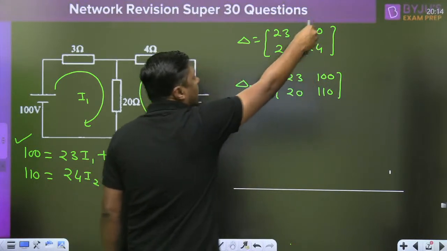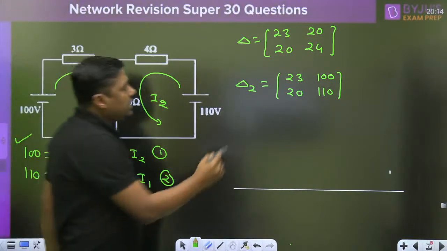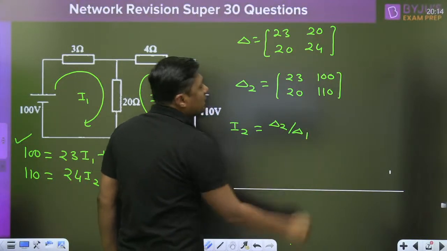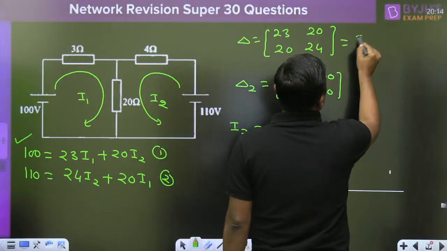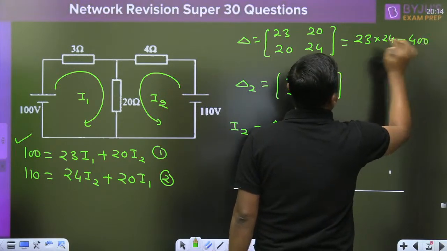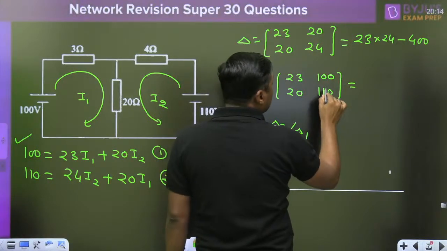Second column of del is replaced by 100 and 110. Then you want I2. I2 will become del 2 by del 1. Easy? Yes or no? 23 into 24 minus 400, that is the del. And what is del 2? 23 into this.